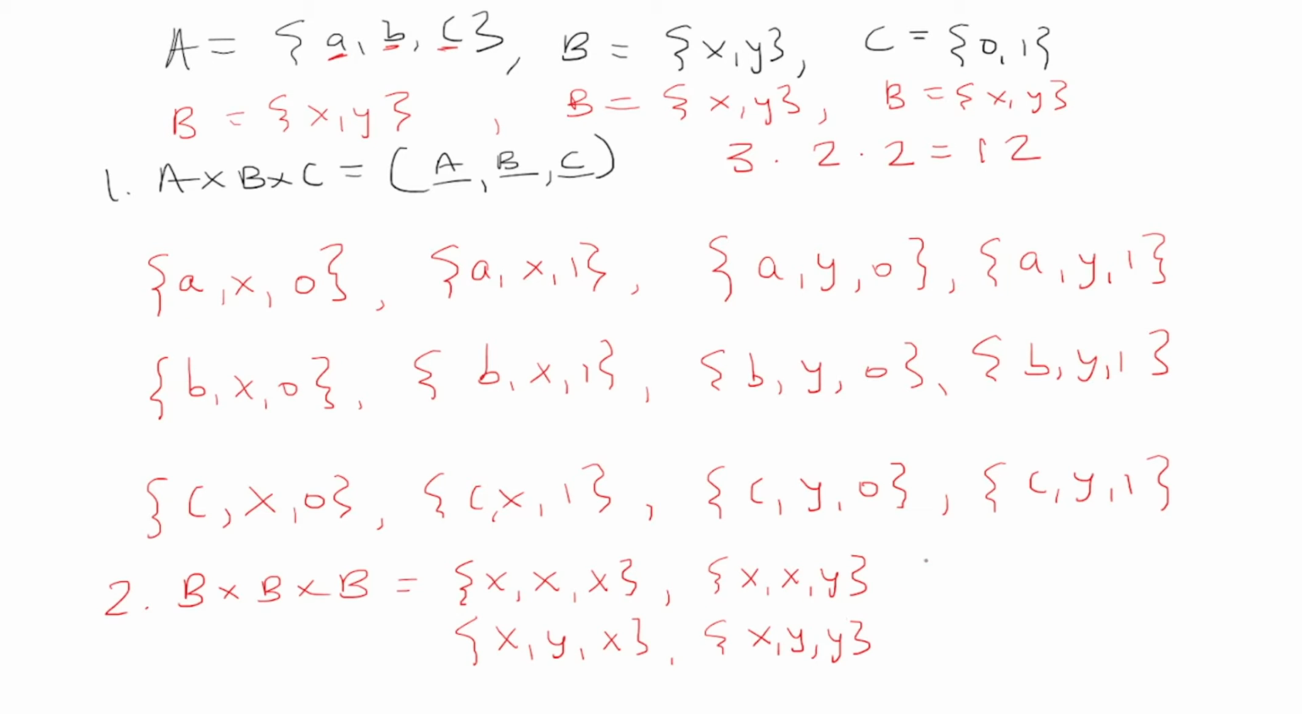Okay, now we're going to go to this Y right here. So that Y, so this second, and then 1, 1. Y, X, X. And then we can have Y, X, Y. And then we're going to have Y, Y, X. And then Y, Y, Y. So a total of these is 8.